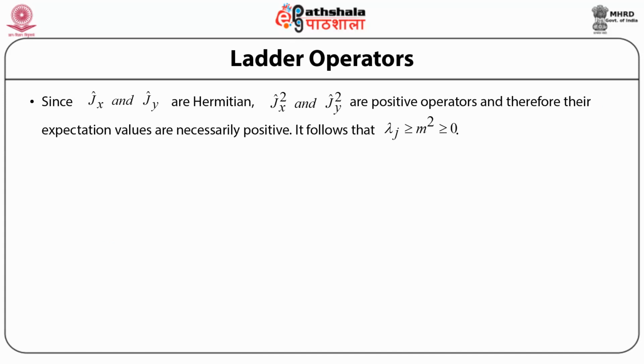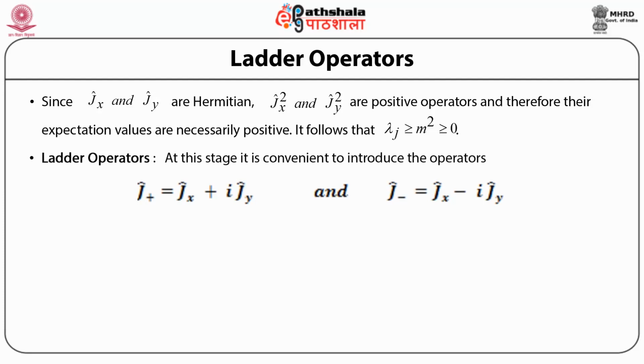Since Jx and Jy are Hermitian, operator Jx² and operator Jy² are positive operators, and therefore their expectation values are necessarily positive. It follows that λj is greater than or equal to m², and is greater than or equal to 0.